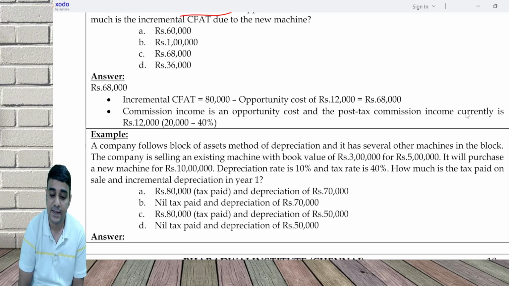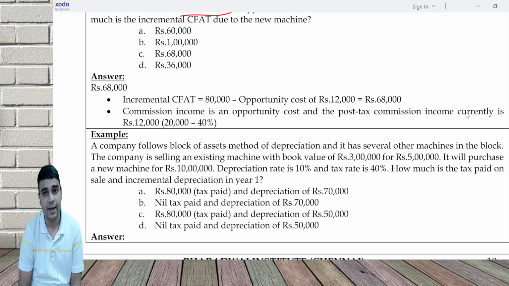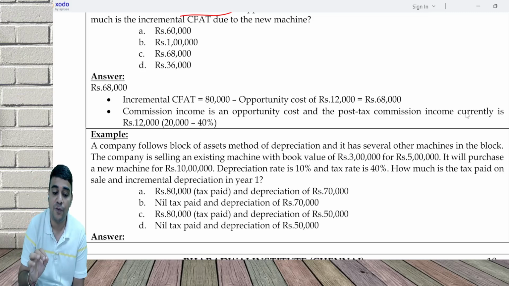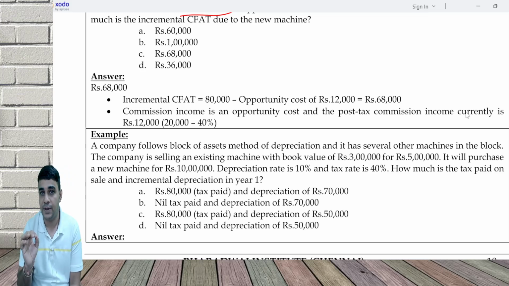The company is selling an existing machine with a book value of 3 lakh for 5 lakh. No income tax will come on this because it is not a short term capital gain. It will purchase a new machine for rupees 10 lakh. Just an imaginary number, okay?